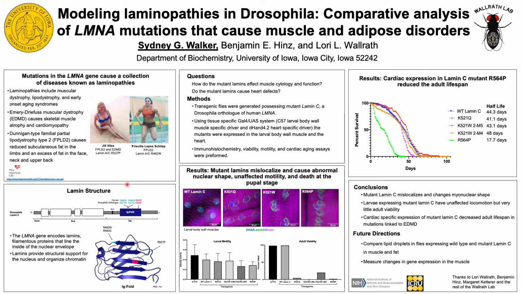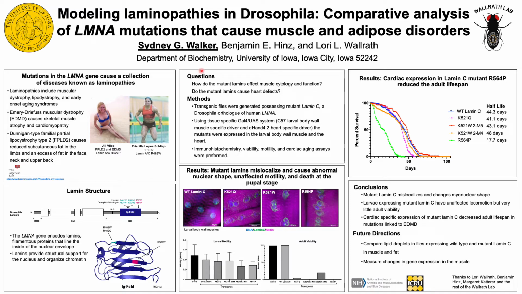Listed here are the human mutations, which include both Jill and Priscilla's mutation, and the Drosophila ortholog, which I will now be referring to as K521W and R564P, as well as a third mutation that we looked at that is in the same place as Priscilla's mutation, but is a different amino acid substitution, K521Q.